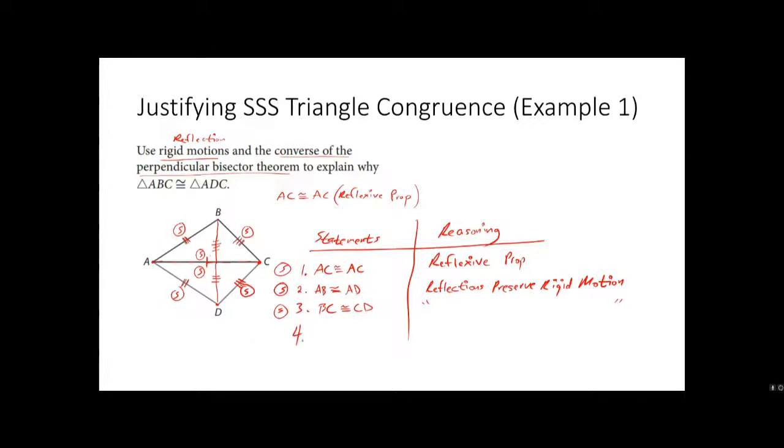Now, you just got three sides, so we can say finally at last, triangle ABC is going to be congruent to the other triangle, triangle ADC, by the side, side, side triangle congruency theorem.